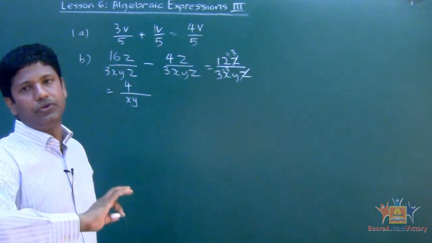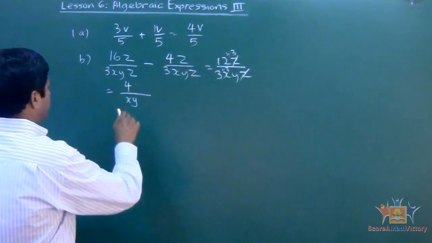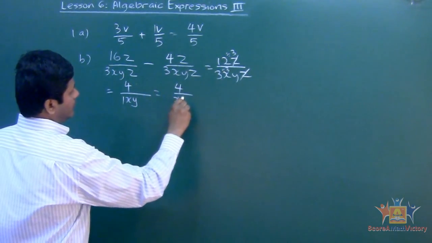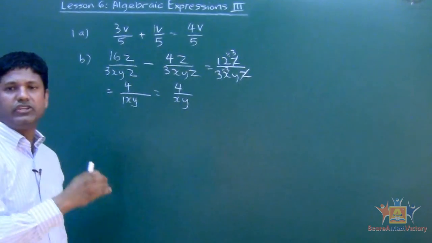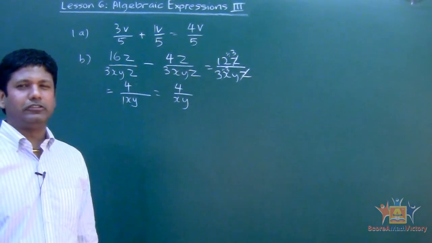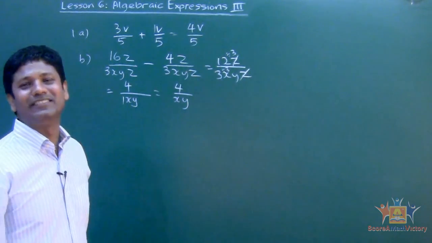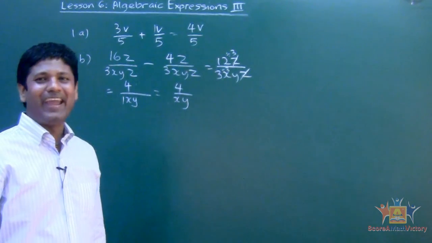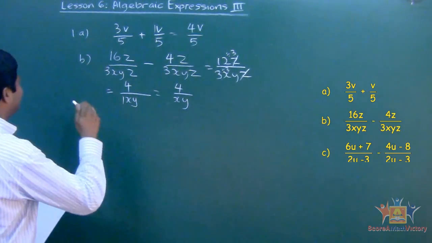You don't have to express the 1 out. It's normal to just write it like this. It's not wrong. I'm not saying it's wrong. It's just that you don't show the 1. You just say 4 over xy. That looks like a Score A Math Victory student's writing of the answer. Alright, good. Let's go to C.